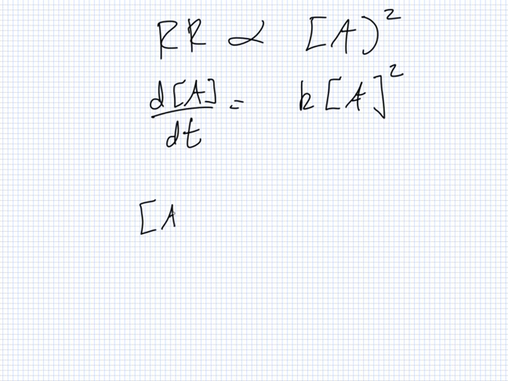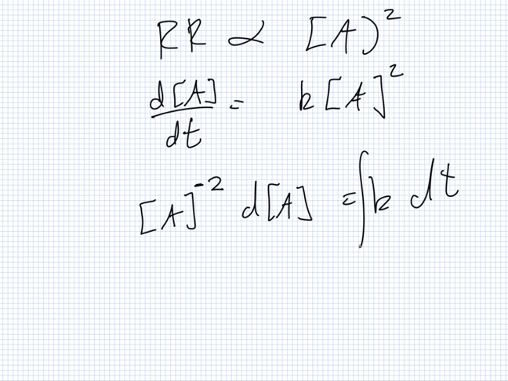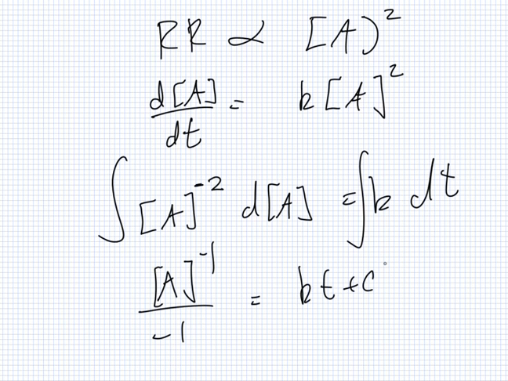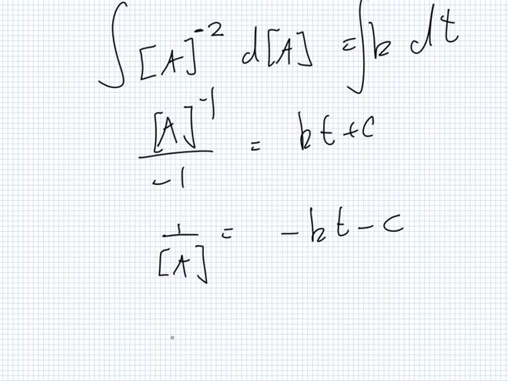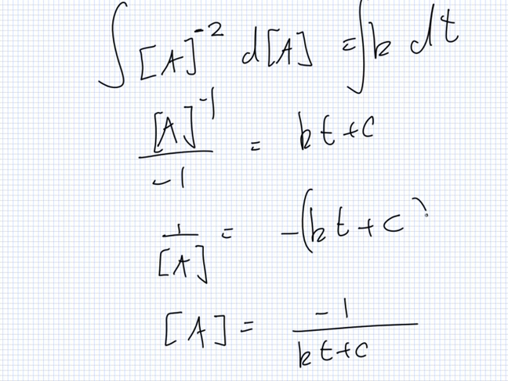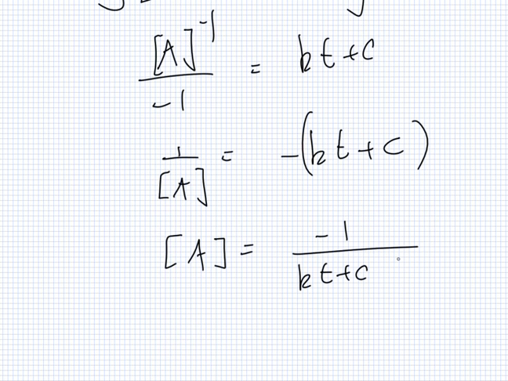So if I take that to the left, it becomes a -2 because it's in the denominator. I integrate both sides. I get concentration to the -1 over -1 equals Kt plus C. So here I get 1 over concentration equals minus Kt minus C. So I get concentration equals -1 over Kt plus C. I can just leave the minus on the outside. No need to multiply it in.